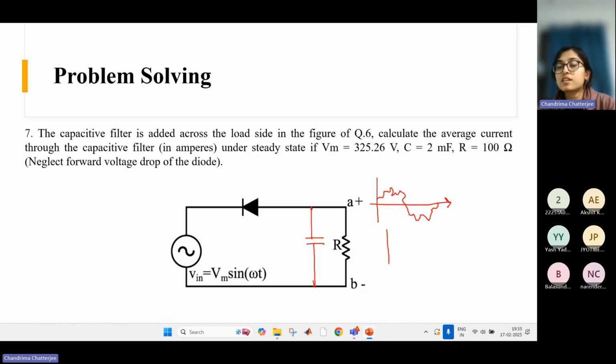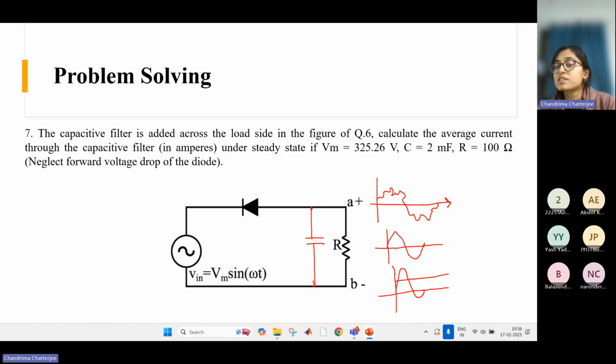If you see a sinusoidal signal, is there a DC component? There is no DC component because the area under the positive half is equal to the area under the negative half. There is no DC component in this signal. But suppose I draw a signal like this, then it has a DC component, right? Because here the area under the positive half is greater than the negative half. So there will be some DC component, and over that some AC is superimposed.